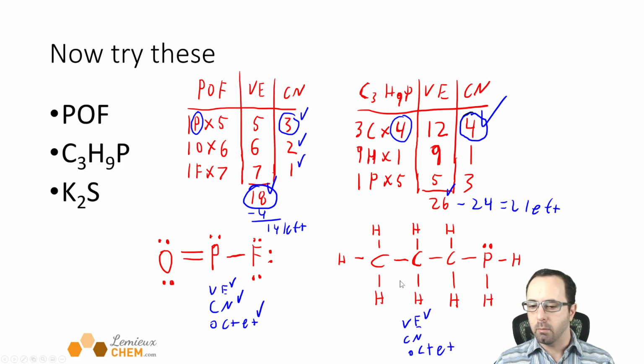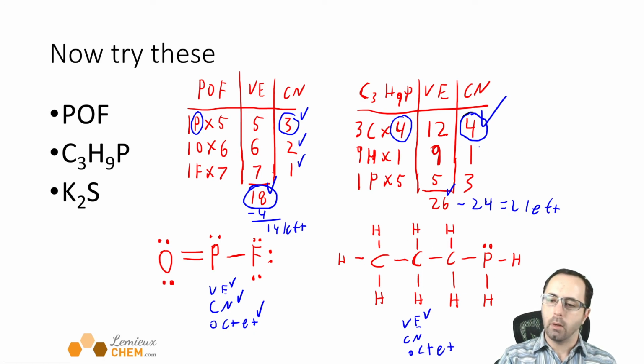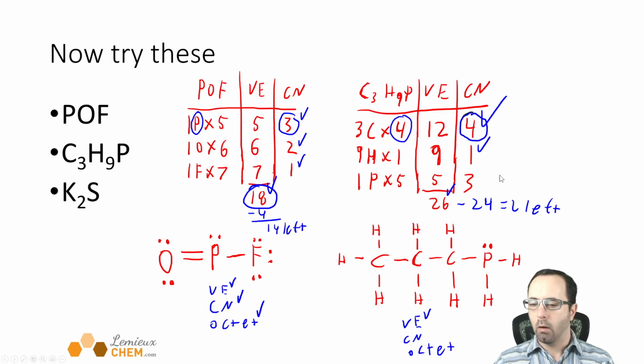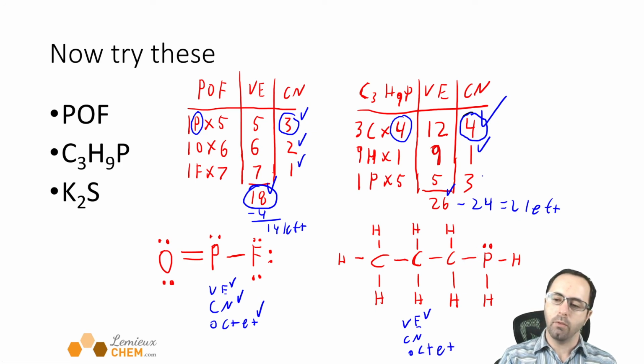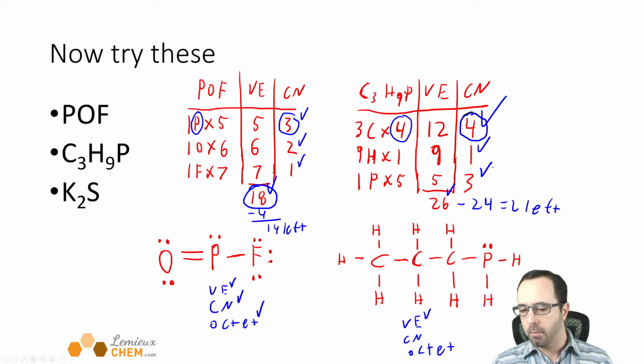Is every hydrogen making 1 bond? 1 bond here, here, here, here, here, here, here, here, and here. Yes. Every hydrogen is making 1 bond. Is the one phosphorus making 3 bonds? 1, 2, 3. Yes, the one phosphorus is making 3 bonds. Okay, so our covalence number rules are obeyed.